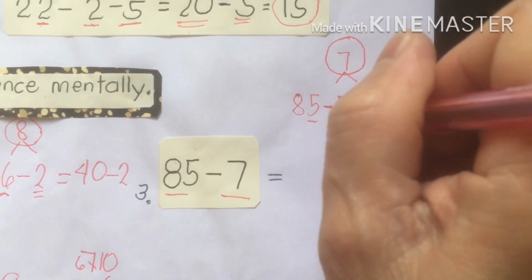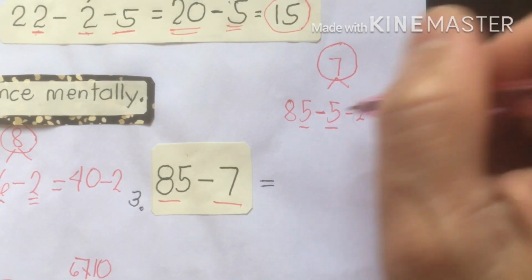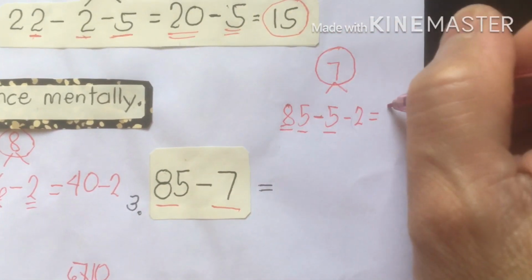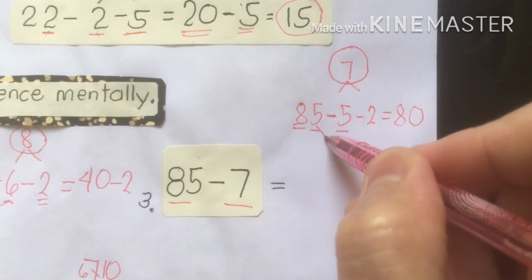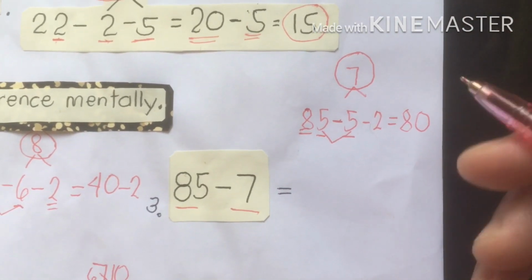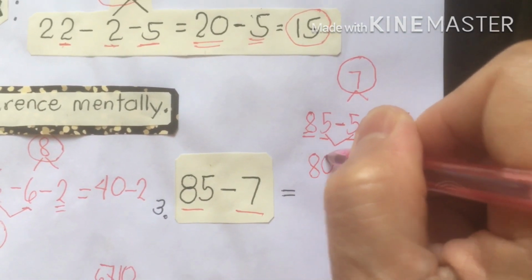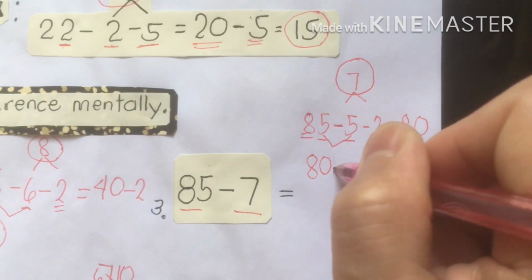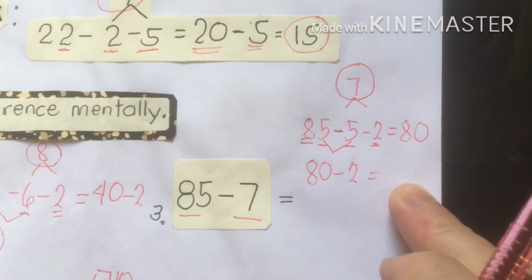So same number, the first digit of the minuend, then the subtrahend. We're going to copy this one, 8. Then the result is 80, just because 5 minus 5, my dear viewers, is 0. So 80, we're going to write here our difference, subtracting the subtrahend 2, minus 2. So we're going to write here our answer.